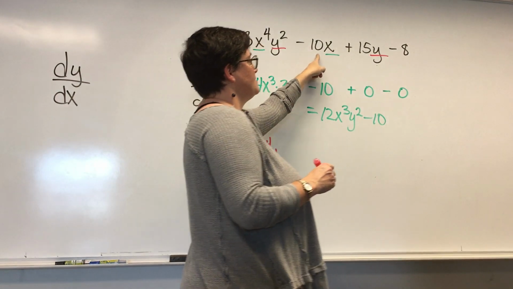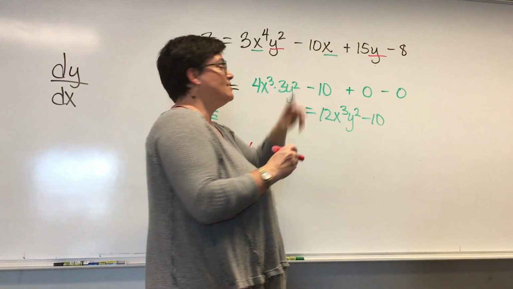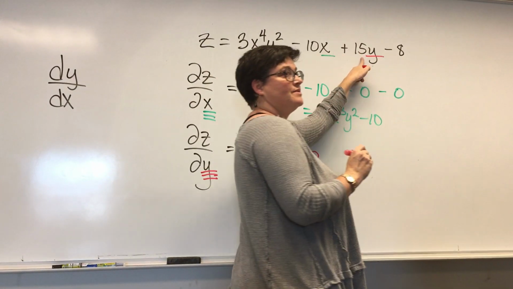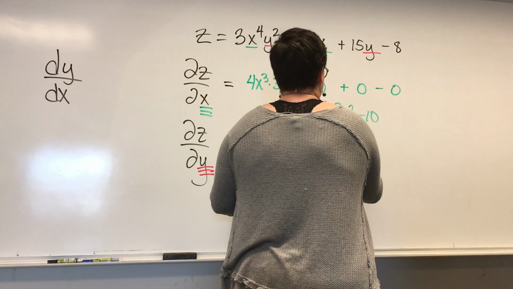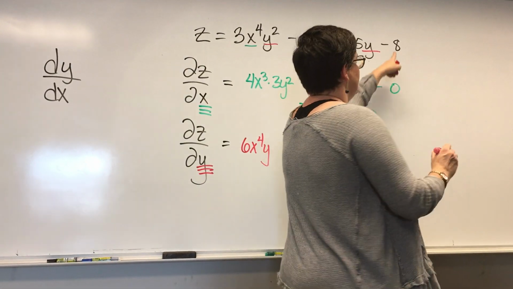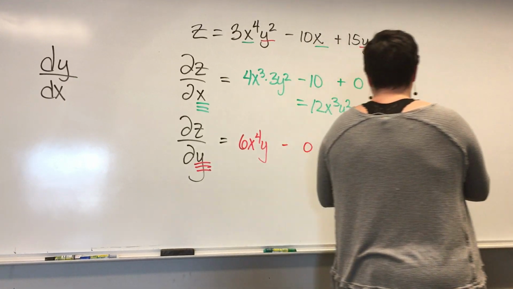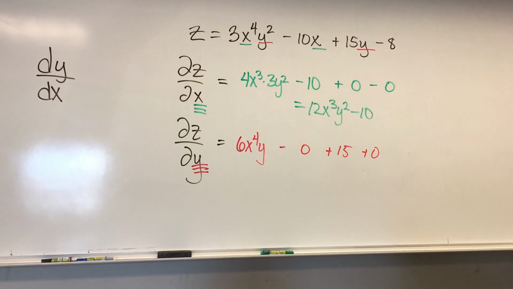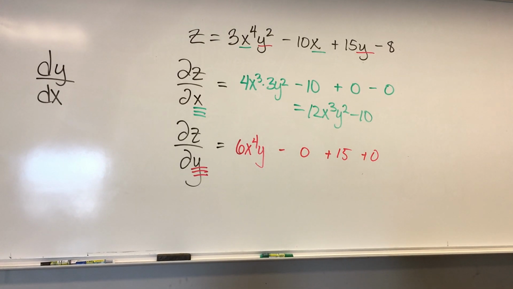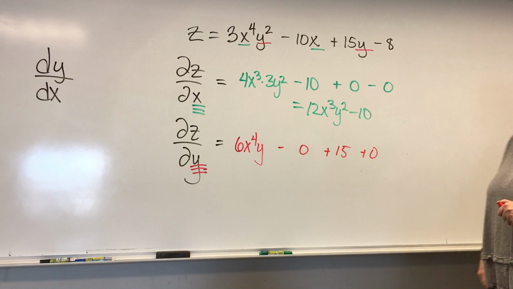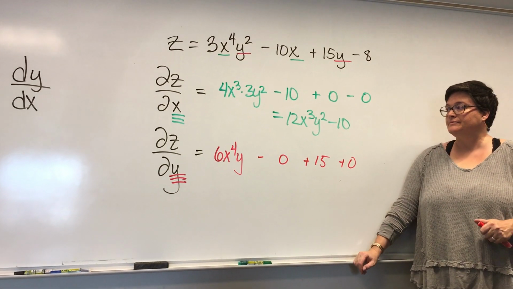What's the derivative of this with respect to y? 0. Doing it as a placeholder. What's the derivative of this with respect to y? 15. And the derivative of -8 with respect to y? Or -0, +0, whatever. So you've got z, x, and y, and so we take out only what we need. That's it.